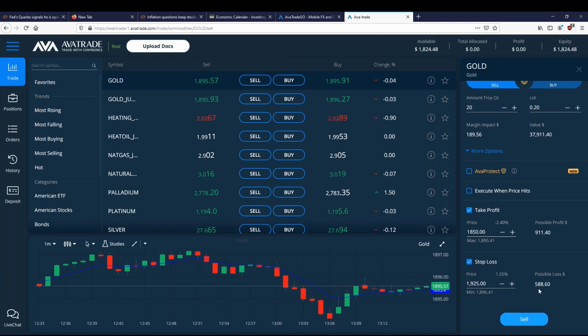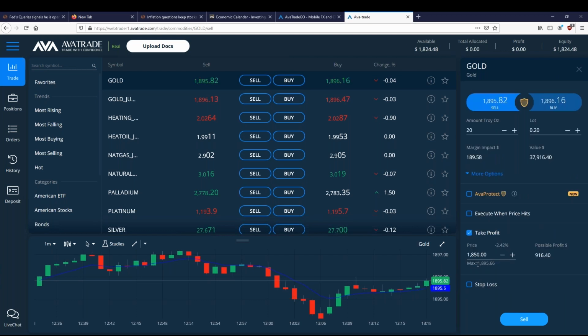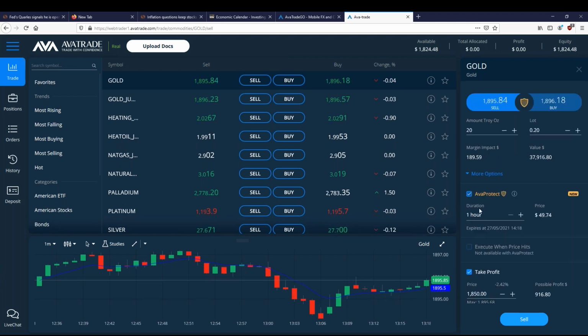But maybe I don't want to risk so much, 588, because that's more than a quarter of my entire balance with this demo balance that I'm working with. So if this is my live account, I might say, I don't want to risk that much on one move. So maybe I say, okay, in lieu of a stop loss, maybe I use AvaProtect. And I say, that announcement today, the GDP numbers, those big numbers are coming out today. So I only need protection for 1 day.